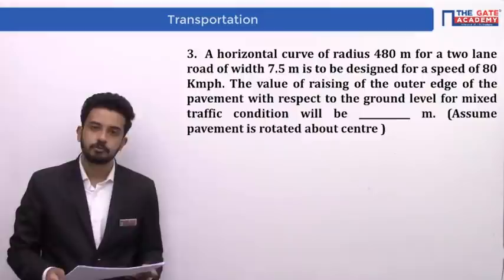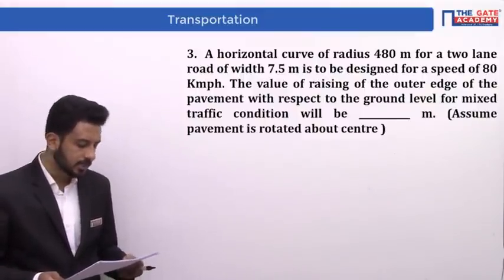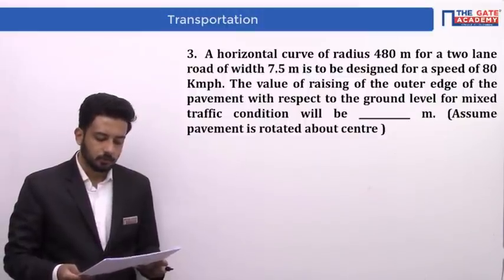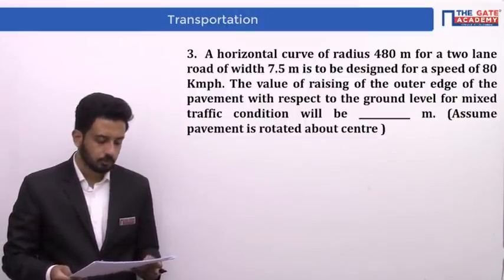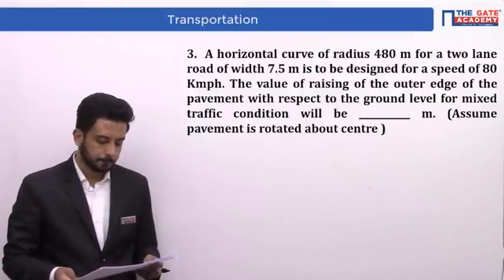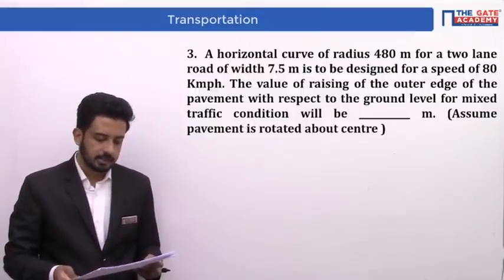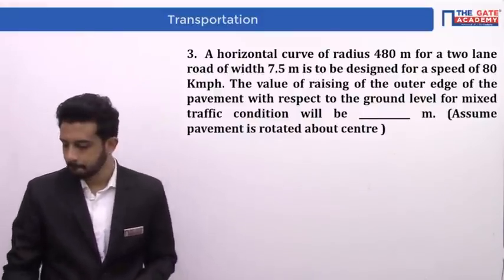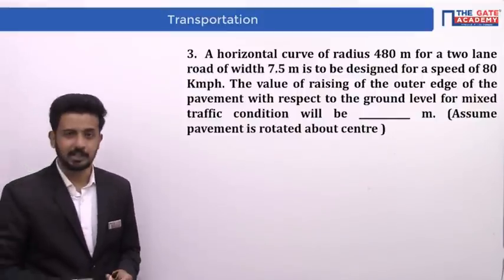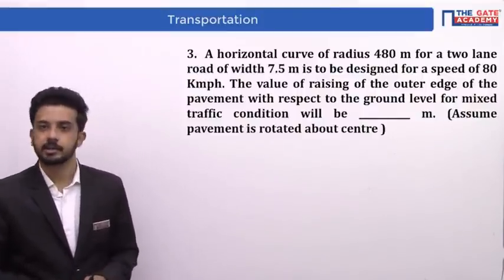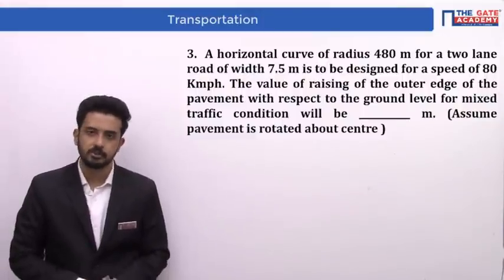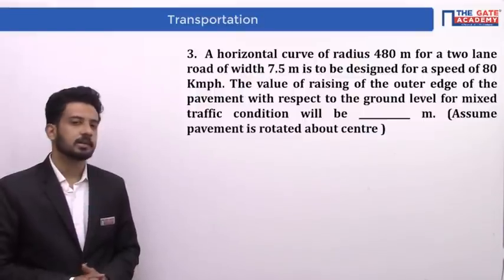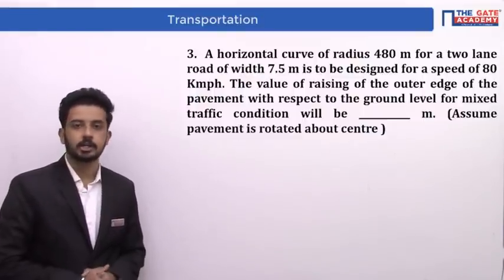The value of raising of the outer edge of the pavement with respect to the ground level for mixed traffic condition will be dash meter. And they also mentioned that the pavement is rotated about the center. So finally, read the question carefully and understand what they have asked and what are the given conditions.